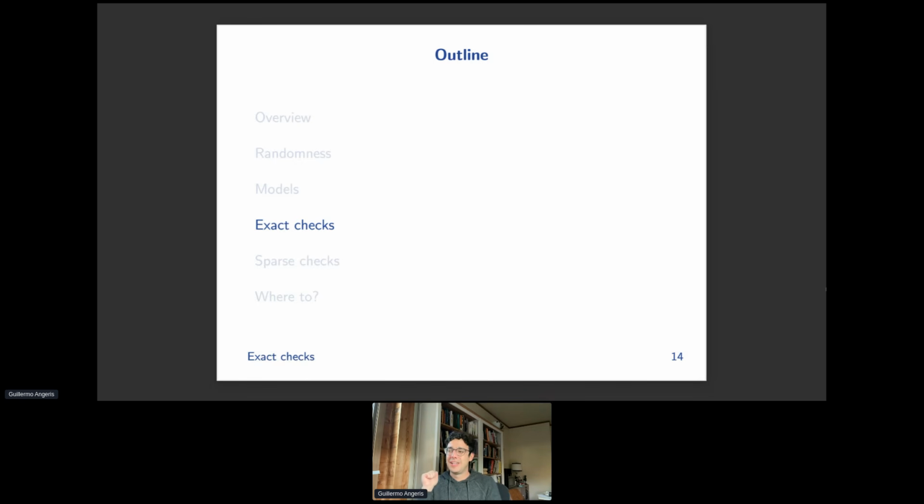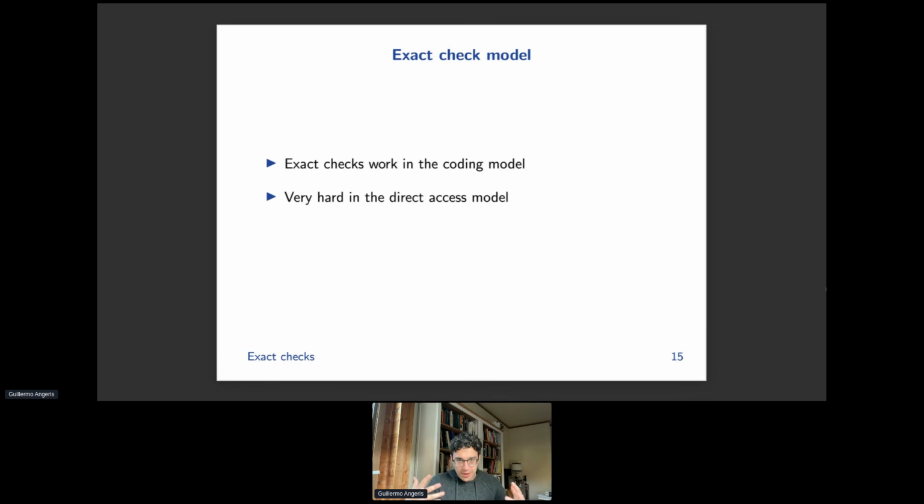Okay, so let's go through the exact checks. Hopefully you closed your ears for a second between that question and what I'm about to say. With the exact checks, we're now going to start discussing generalizations of things that exist out in the literature in various implementations. From before, exact checks work in this notion of a coding model. In the coding model, if you remember, we start with some message and we're allowed to access symbols from the encoded message, right?